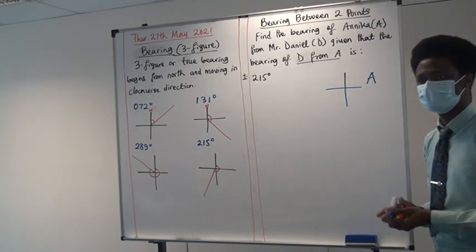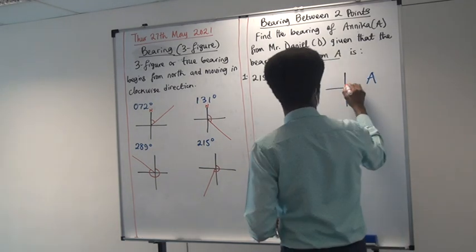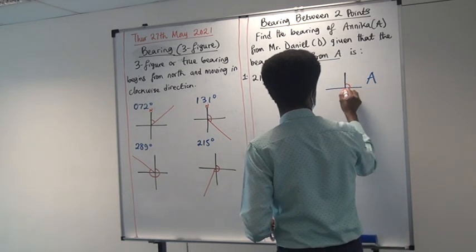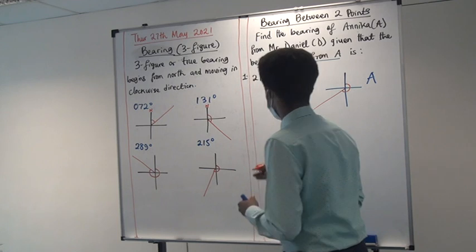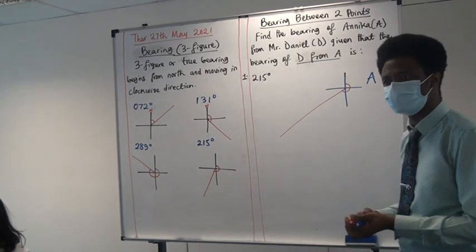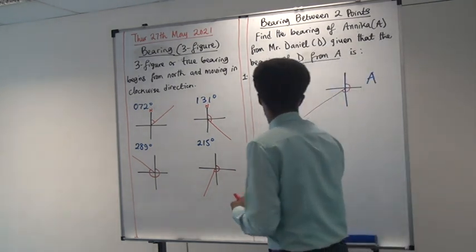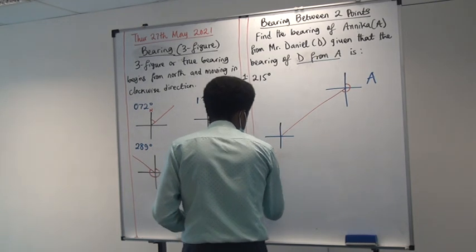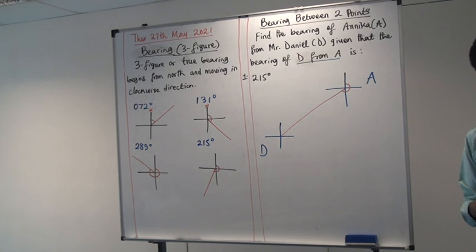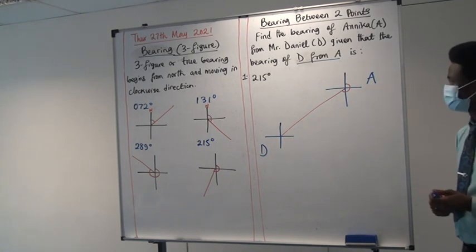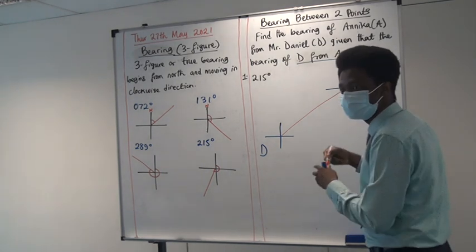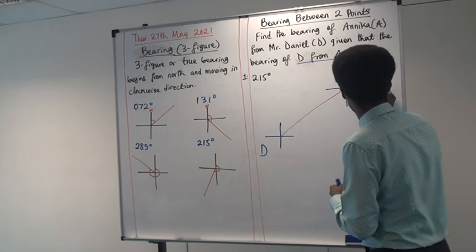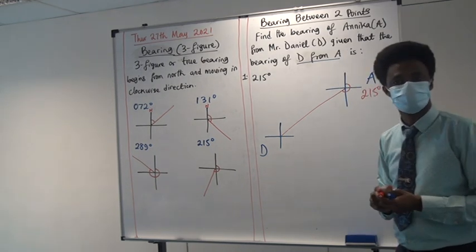All right? Our bearing is 215. Then I can be located on that path. We don't know the distance, so it doesn't matter. So Mr. Daniel is here. Can you see that? So this is 215. Okay. You can just write somewhere here, 215 degrees.